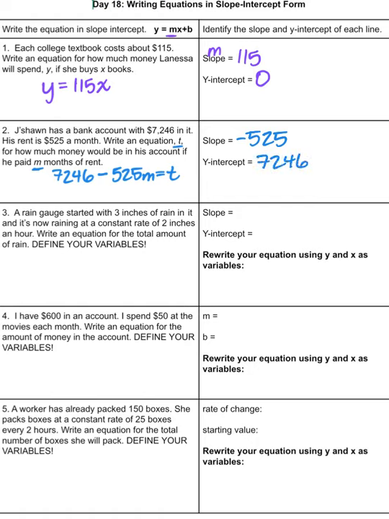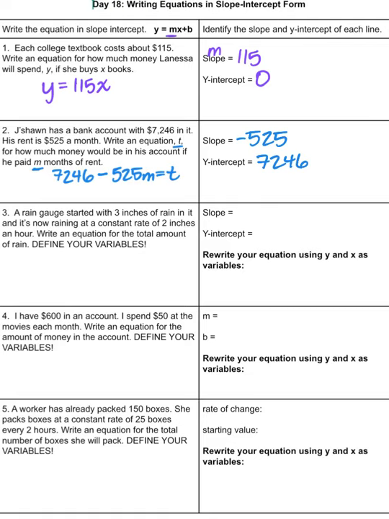$7,246. Now notice I didn't put any dollar signs in here. It gets really confusing when you're looking at an equation if you have extra symbols. So when we write equations, we only use numbers and mathematical symbols. We don't use dollar signs or degrees or anything else.